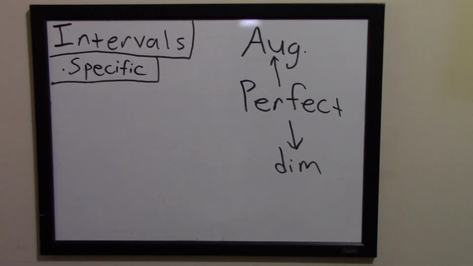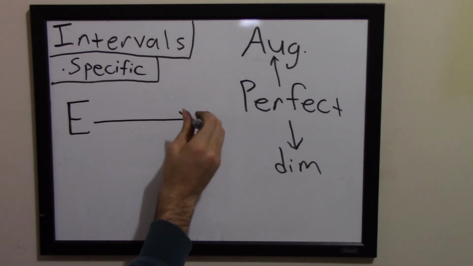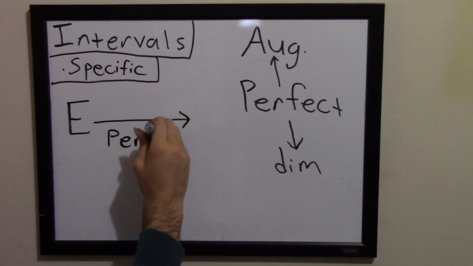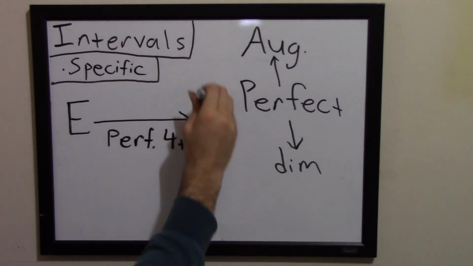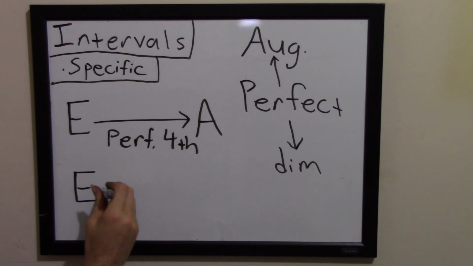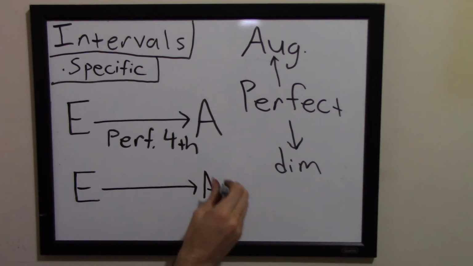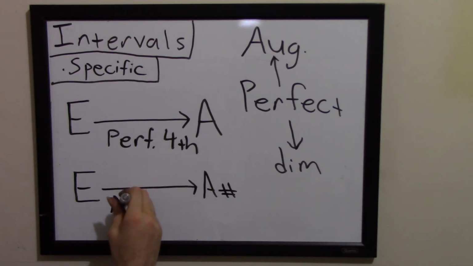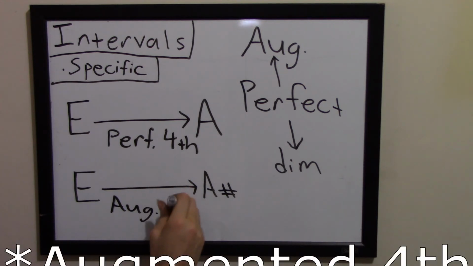Let's say I was playing an E and I wanted you to play the note that is an augmented fourth above the E. You would say, okay, the perfect fourth I know is 5 half steps above the E, so that's A. Instead of going 5 half steps, I'm going to go 6 because it's augmented, and that would give me an A sharp. So from E to A sharp is an augmented fourth.